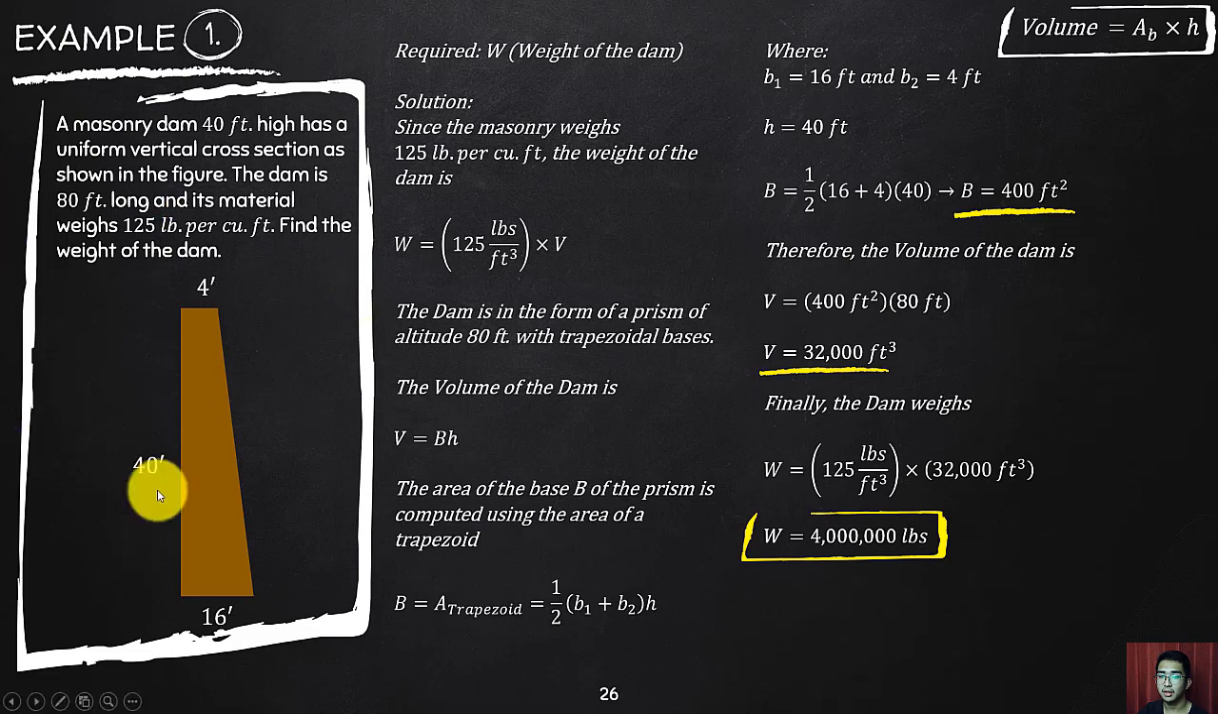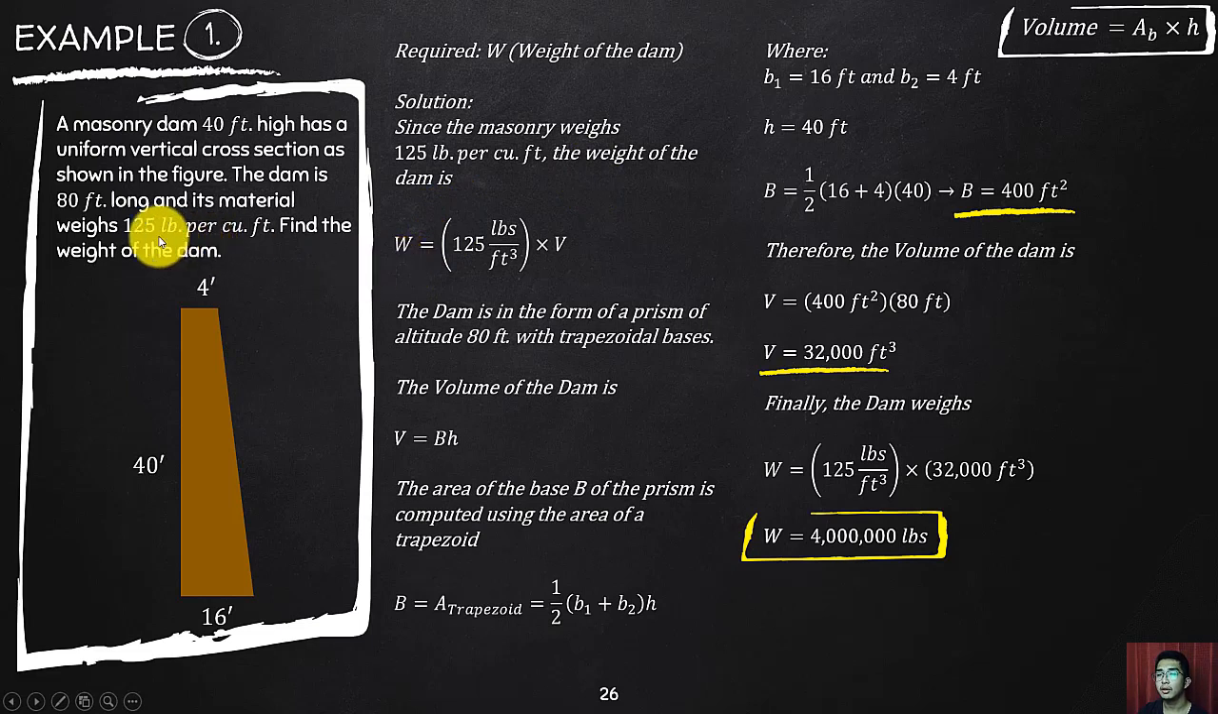So this is just a cross section of the dam, but it's the same all throughout. Okay, so this is your dam itself. The question is, what is the weight of this dam if it has this cross section and if it weighs 125 pounds per cubic foot? Since the masonry weighs 125 pounds per cubic foot, the weight of the dam is what?